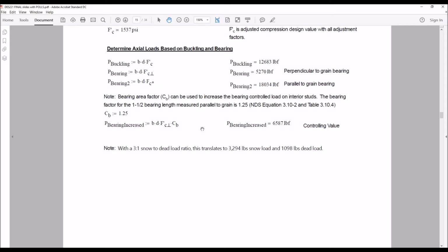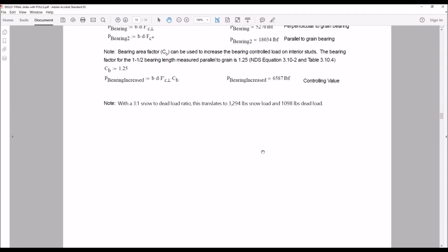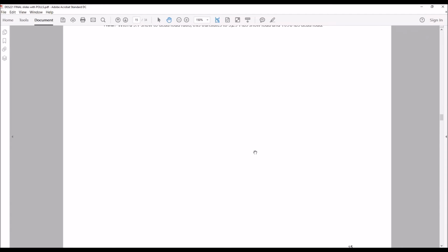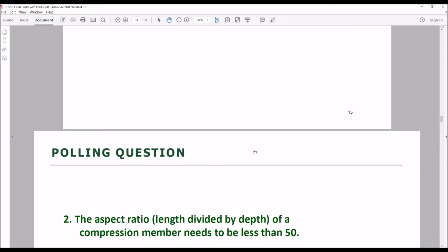And then if you're using a 3-to-1 snow to dead load ratio with this limit, that would translate to a snow load of 3,294 pounds and a dead load of just shy of 1,100 pounds there. So that's an example of where that bearing area factor can be useful. We didn't really need it in the last example, but in this example it was helpful.